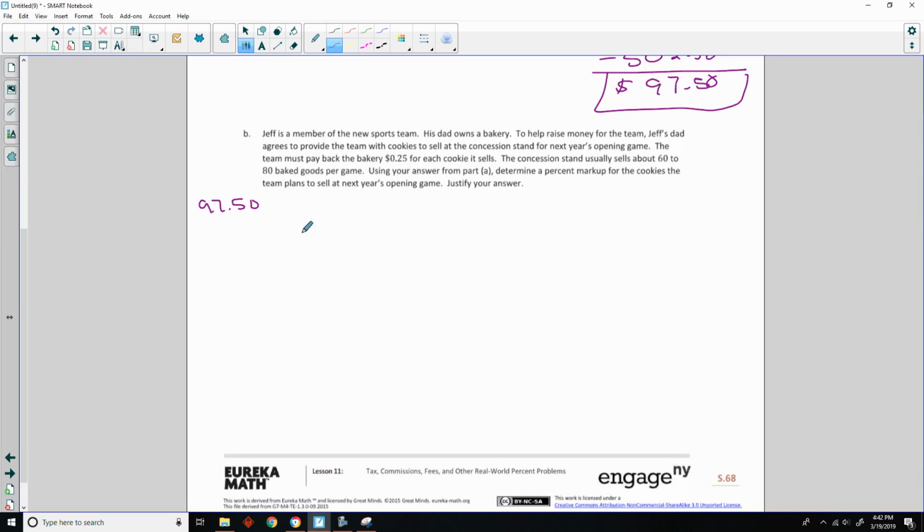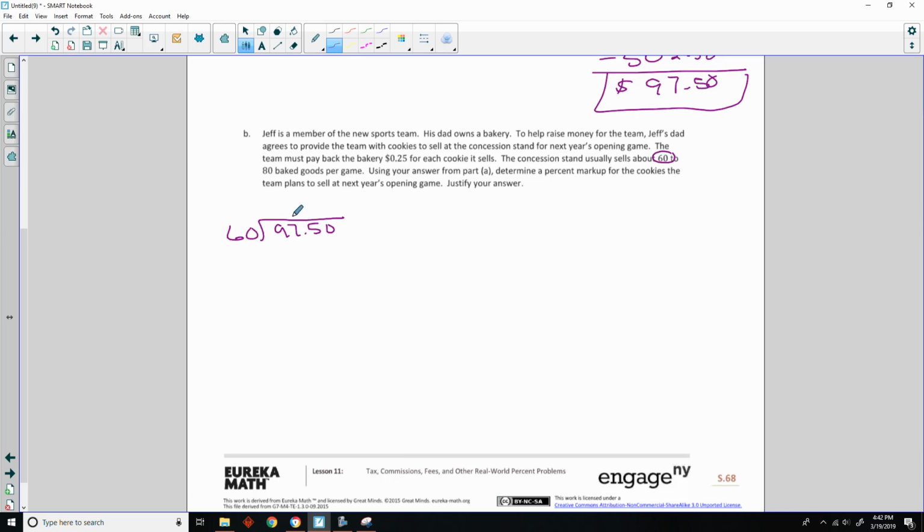Okay, the concession stand usually sells about 60 to 80 baked goods. Let's work with the 60. We'll underestimate first. So we want to divide $97.50 by the number of cookies we're going to sell to see how much each cookie has to cost. So I divide $97.50 by 60 cookies to see how much each cookie has to be.